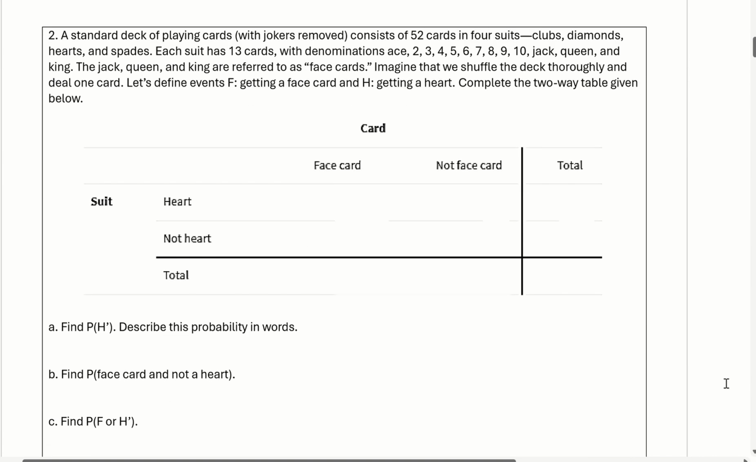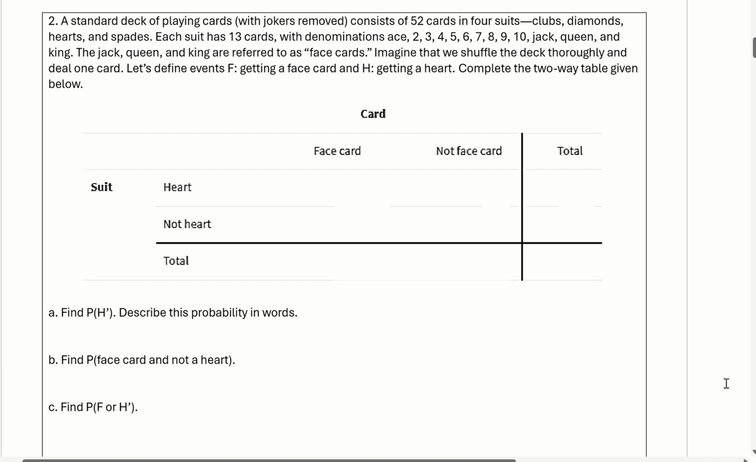Number 2. A standard deck of playing cards with jokers removed consists of 52 cards and 4 suits. Each suit has 13 cards with denominations ace through 10, and then jack, queen, king. The jack, queen, and king are referred to as face cards.